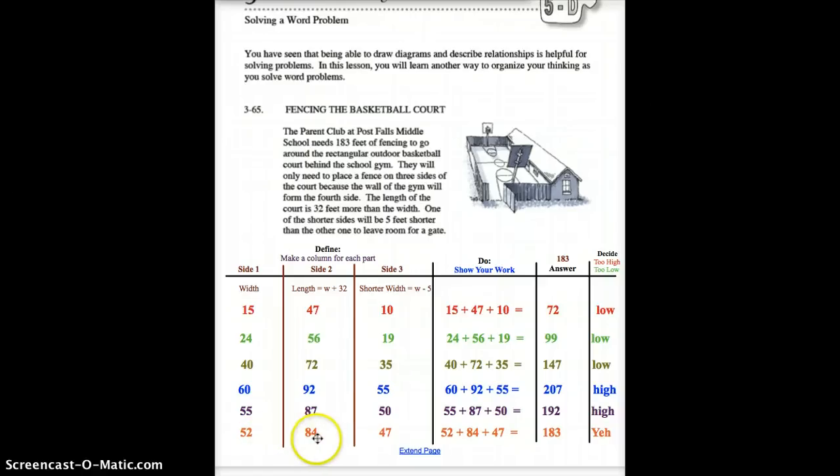52. 52 plus 32 is 84. 52 minus 5 is 47. When I add those up, 136. 136 plus 47 is 183. Yay! We got our right answer.